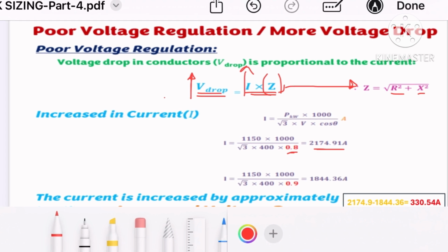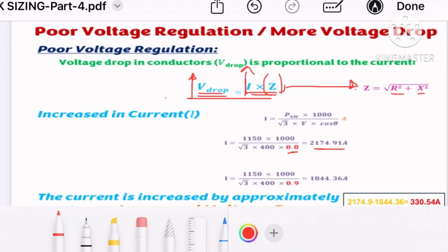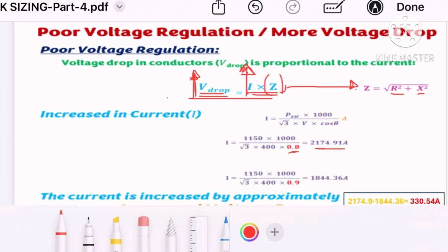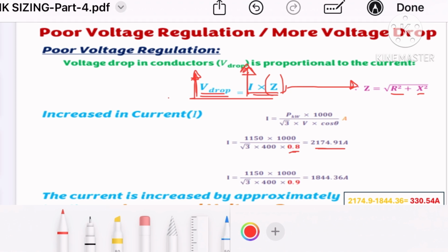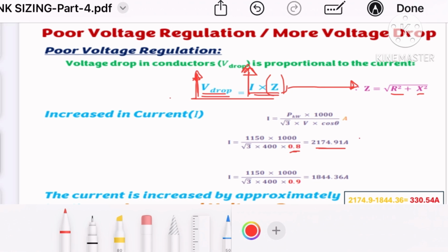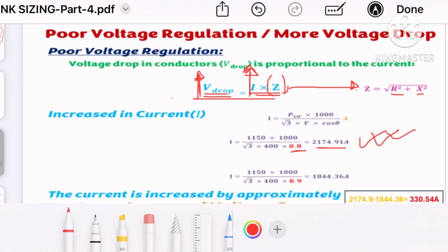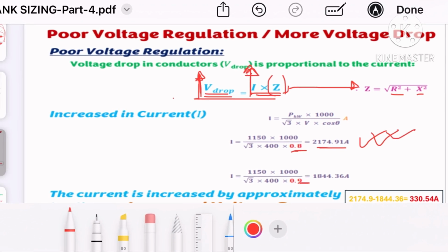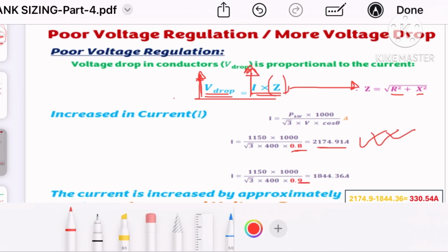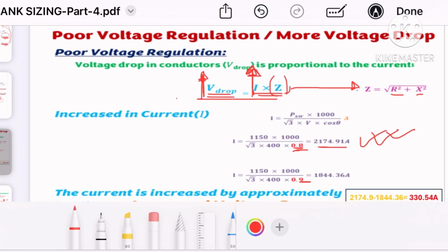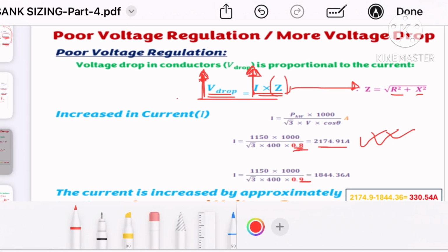But from this relation we know that when the current of the system increases, the voltage drop also will increase, right? And we seen in the previous two cases that at 0.8 power factor we have more current requirement compared to 0.9. So at poor power factor the current requirement in the system is more, so the voltage drop in the system also will be more. Hope you are clear with this point.